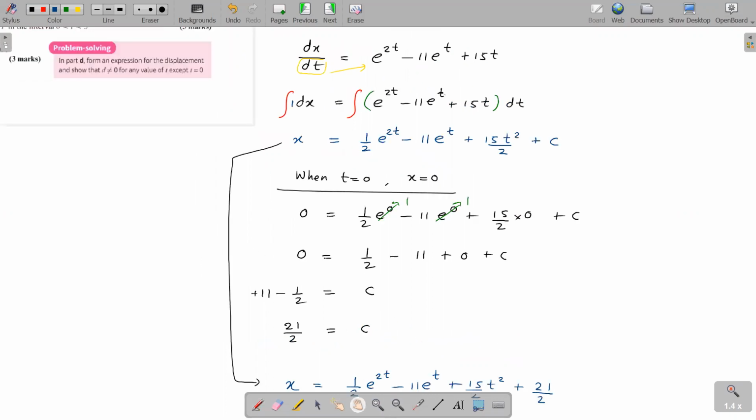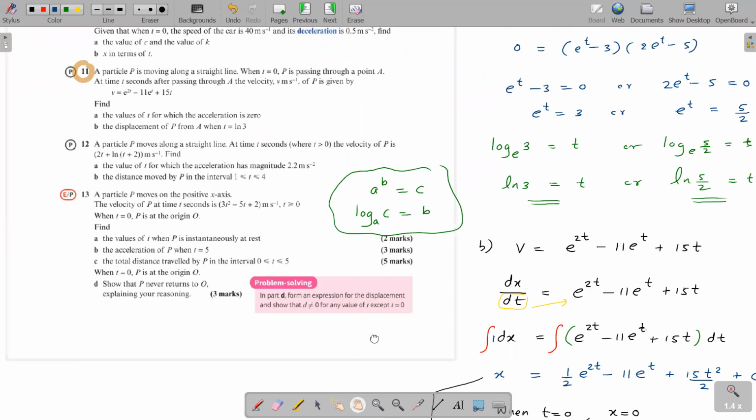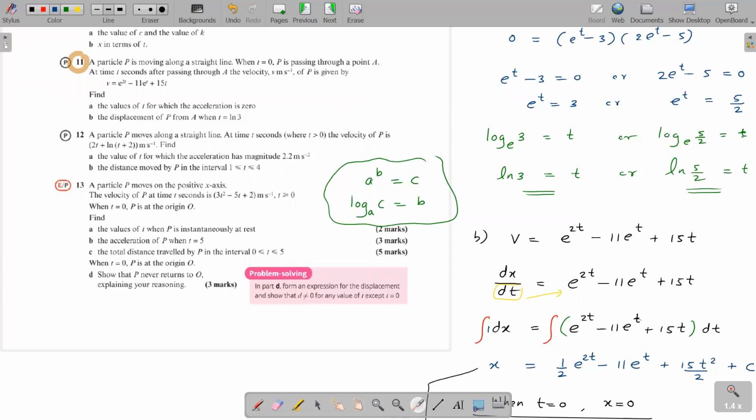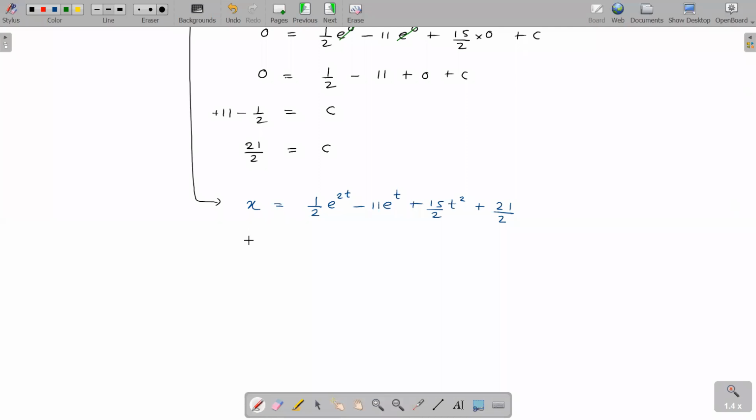So I'm supposed to find the displacement when what? They're asking us to find the displacement when t is ln3. So let's use t as ln3. So when time is ln3, we get the displacement x equals half e to the power 2 ln3, minus 11 e to the power ln3, plus 15 over 2 times ln3 square, plus 21 over 2. Are you all with me?